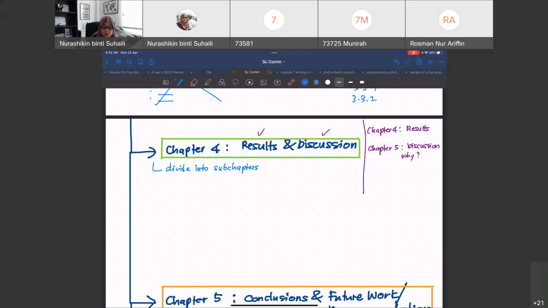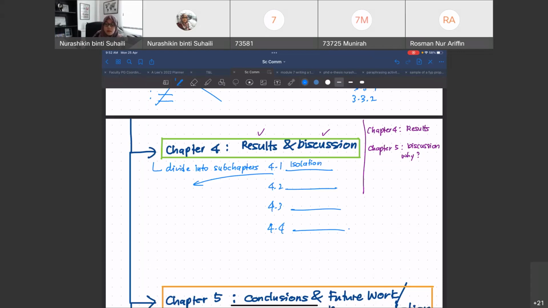Okay. So you should know, like, okay, 4.1, maybe it's about isolation first. Depends lah. 4.2 is about what? So you should know your project, and that's how you can divide into subchapters. Could be 4.3. Depends on the needs, 4.4. So for every subchapter, this is what you should write.